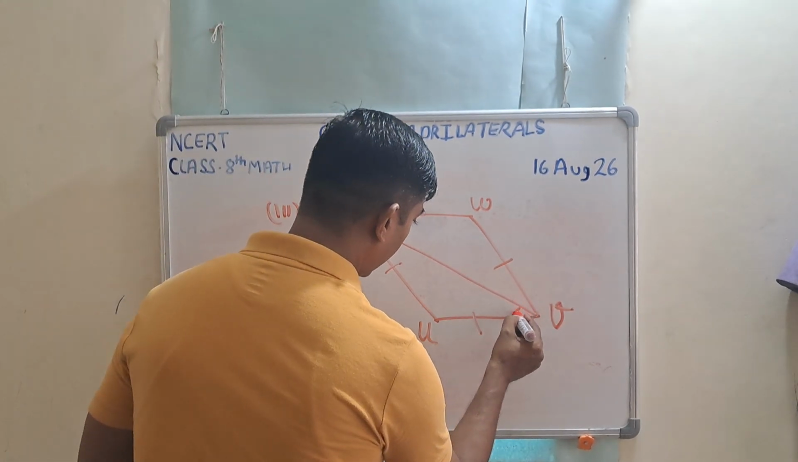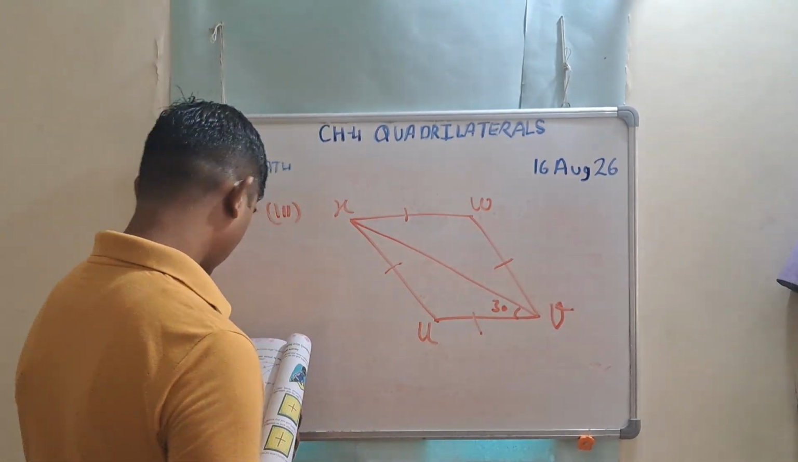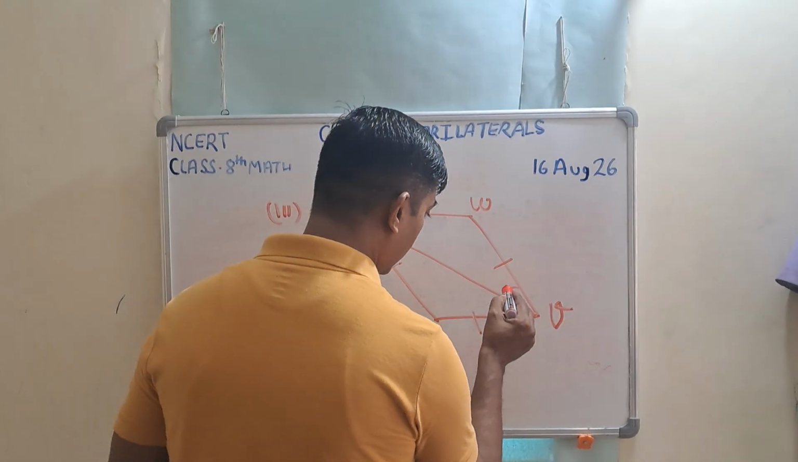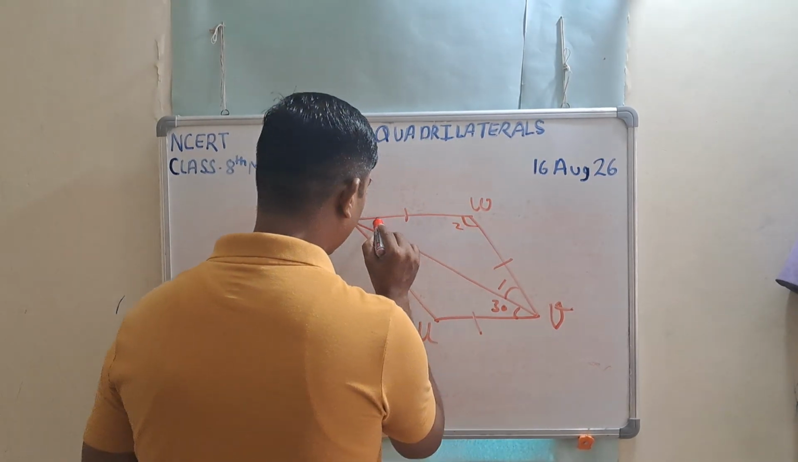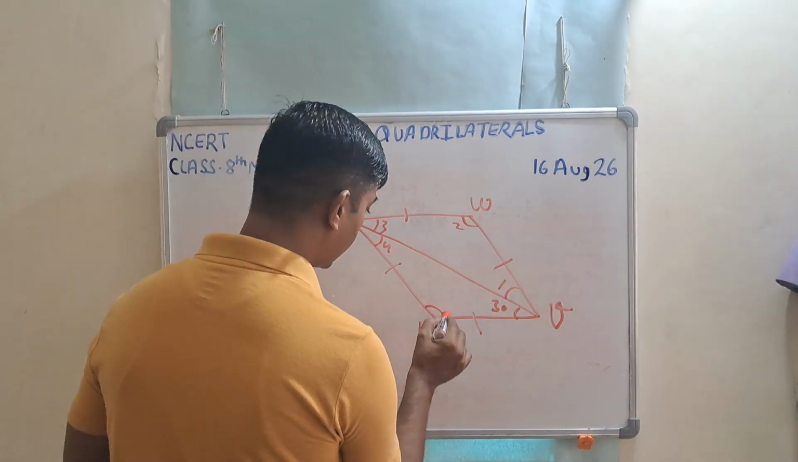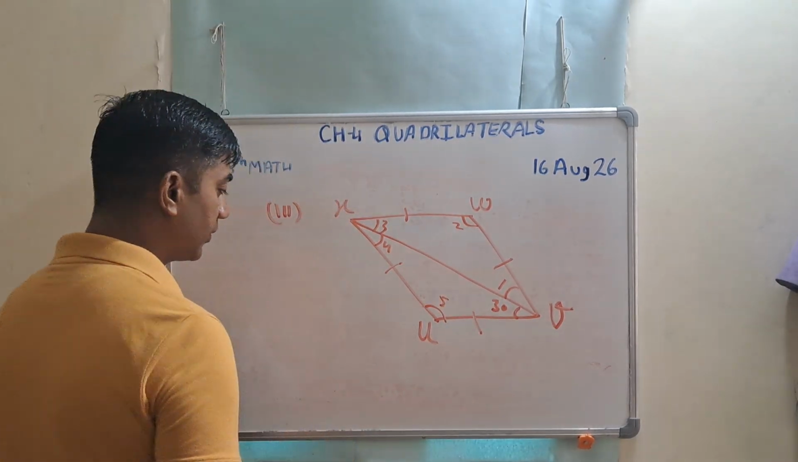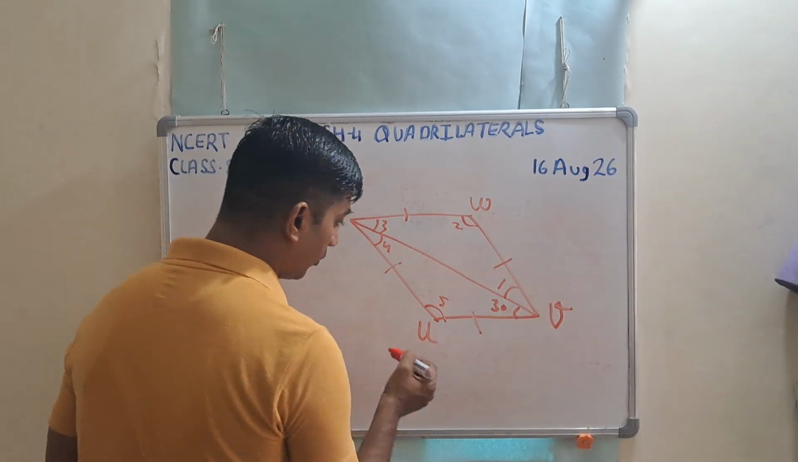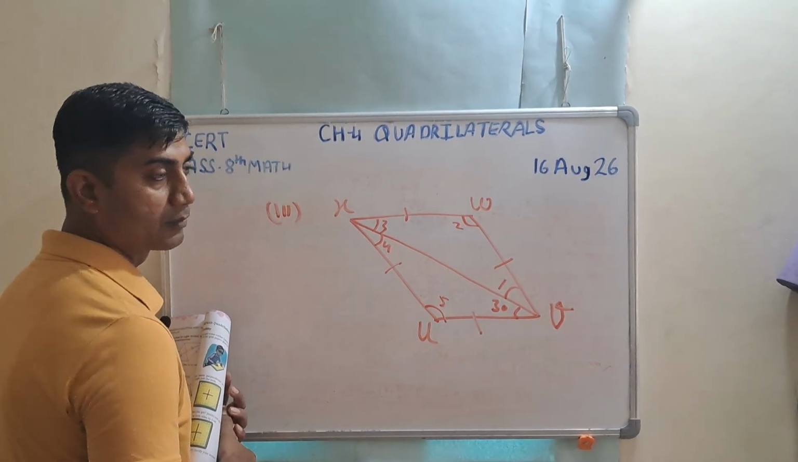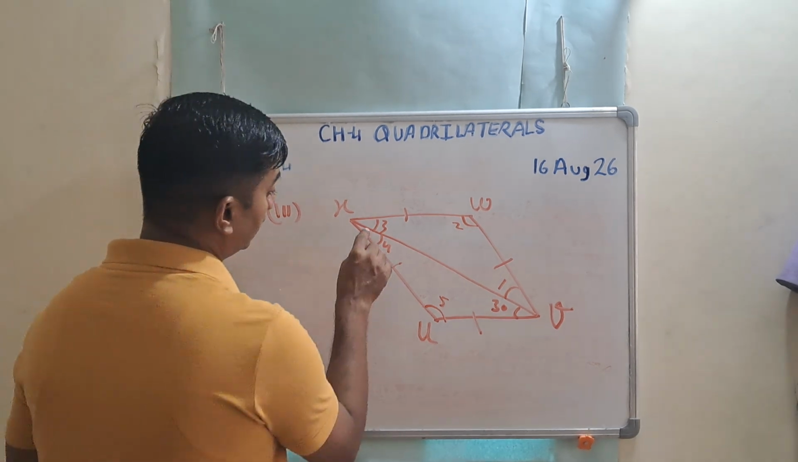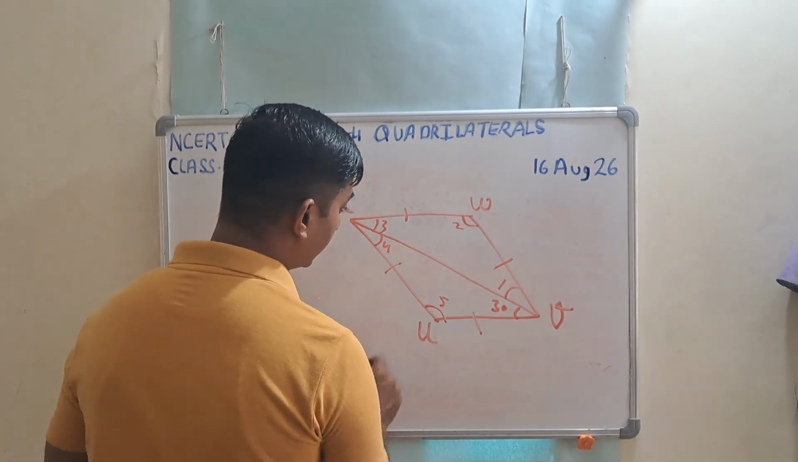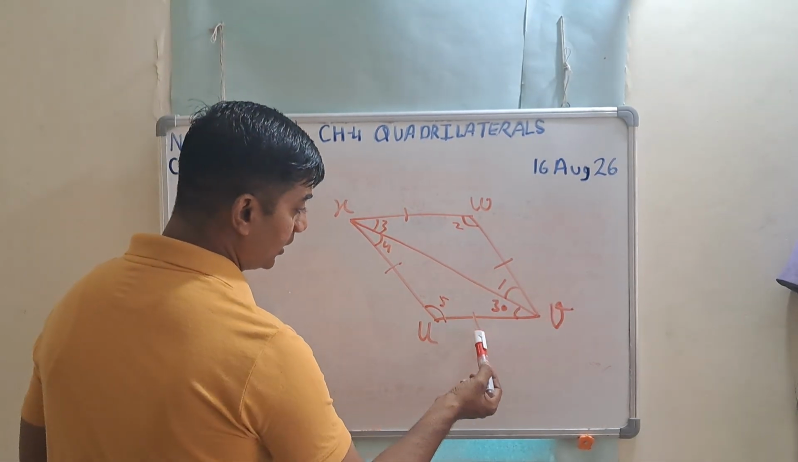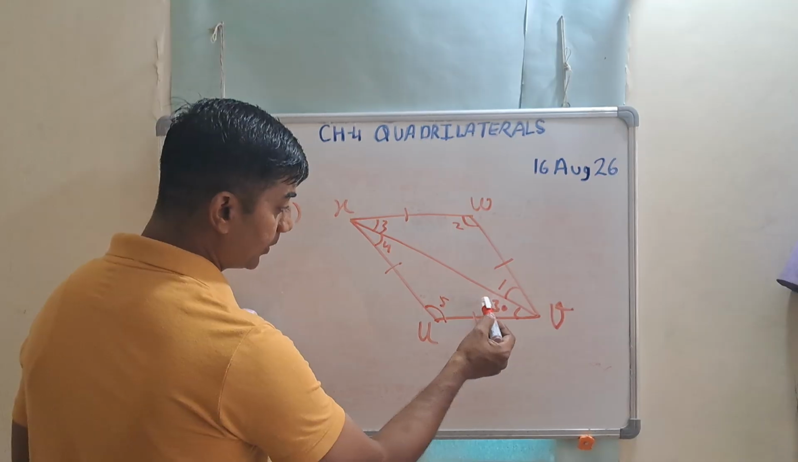They have joined this and they are giving this angle as 30 degrees. Understood? Now we have to find the other angles: this angle 1, angle 2, angle 3, angle 4, angle 5, and this is already given. Now see, we know that the diagonals of a rhombus bisect the angles. This is the property of the rhombus. Means the complete angle is double of this 30.